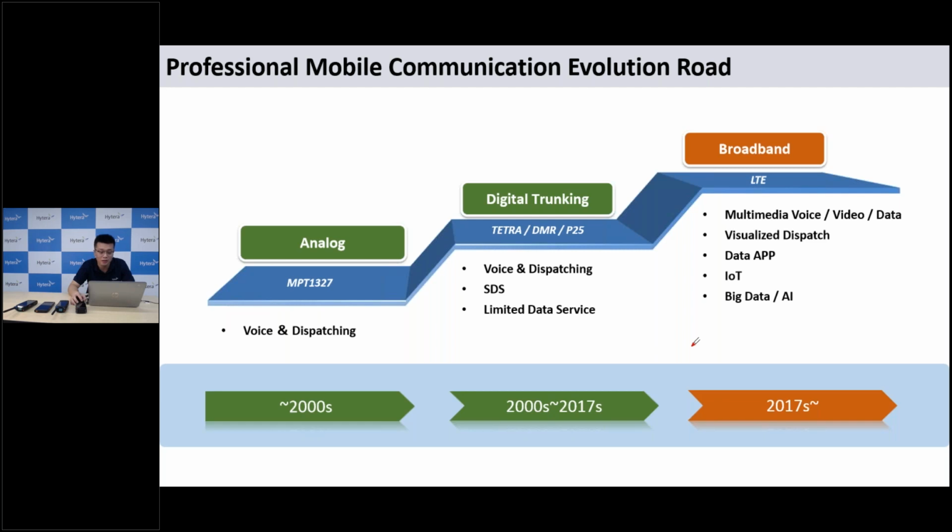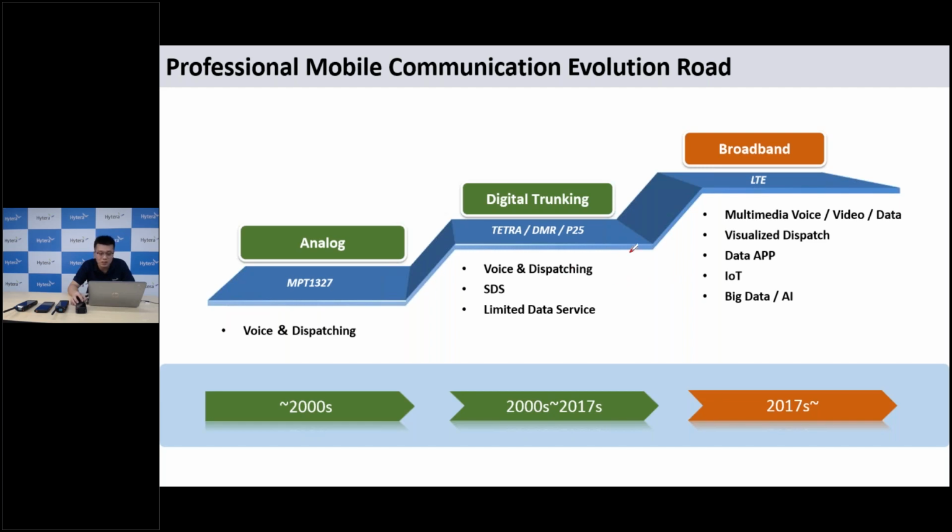Since we've mentioned the new technology and the elder technology, let's see the evolution roadmap of professional mobile communication. Before 2000, the era of the most basic voice communication, the industrial users were using the analog system to guarantee the most basic voice communication function. After that, when it steps into the 2000s to 2017, it becomes the time of digital trunking. We have the more stable solutions like Tetra, DMR, or DMR5.